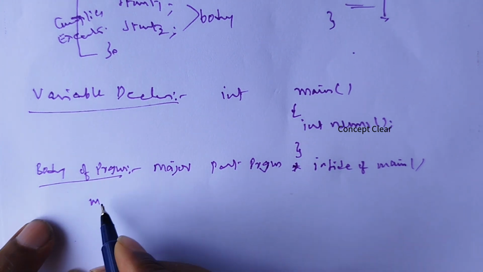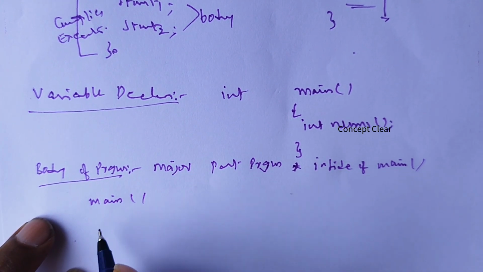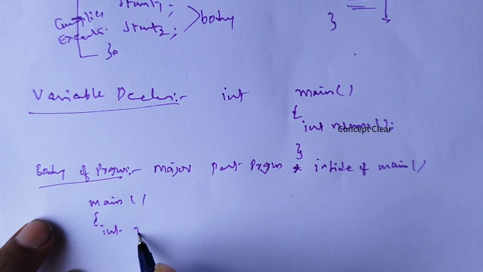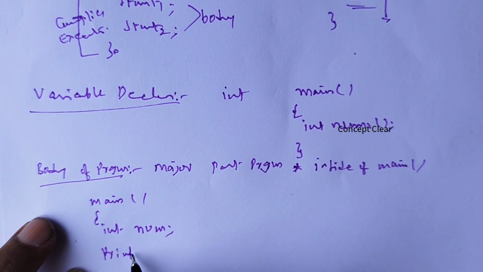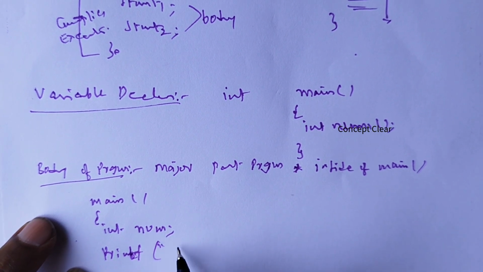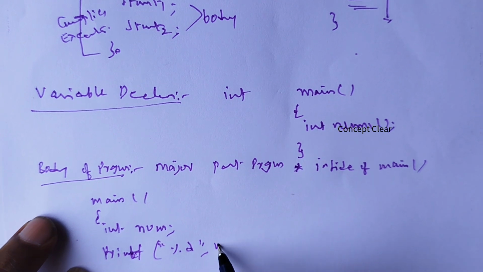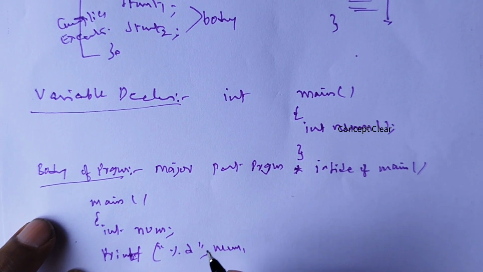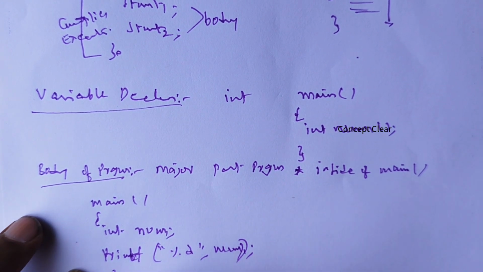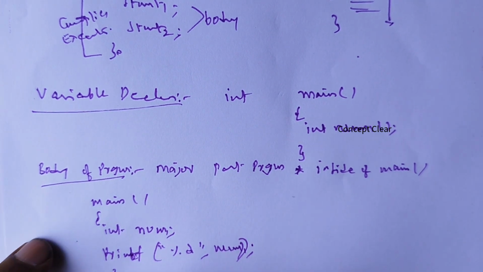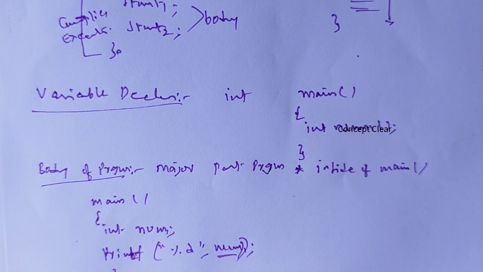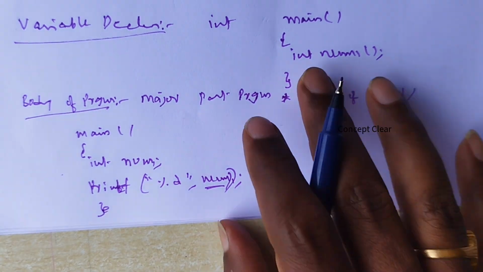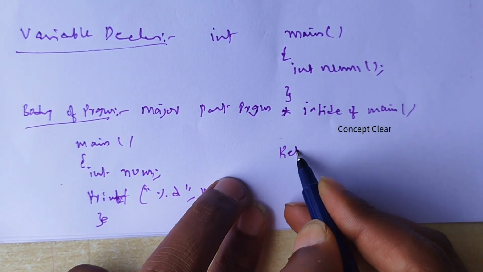Okay, what is an example? main(), int num = something, printf("%d", num1). If you write like this, the printf prints the value of num, and the last statement is the return statement.